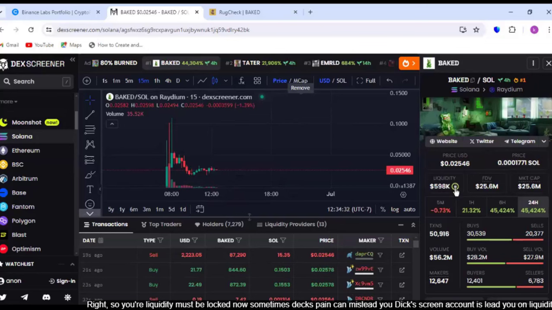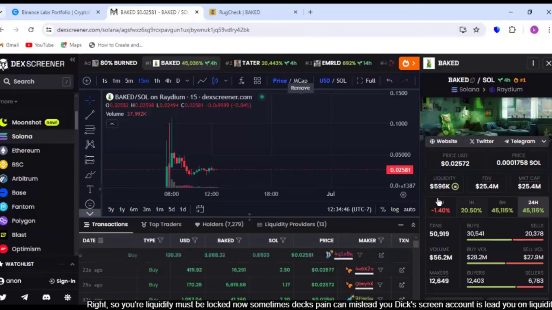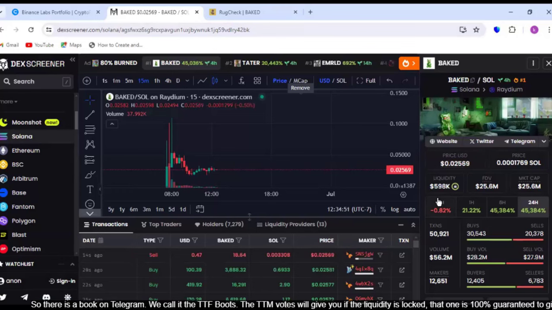Right? So your liquidity must be locked. Now, sometimes Dexscreener can mislead you on liquidity being locked. So there is a bot on Telegram, we call it the TTF bot. The TTF bot is 100% guaranteed to give you the correct analysis.